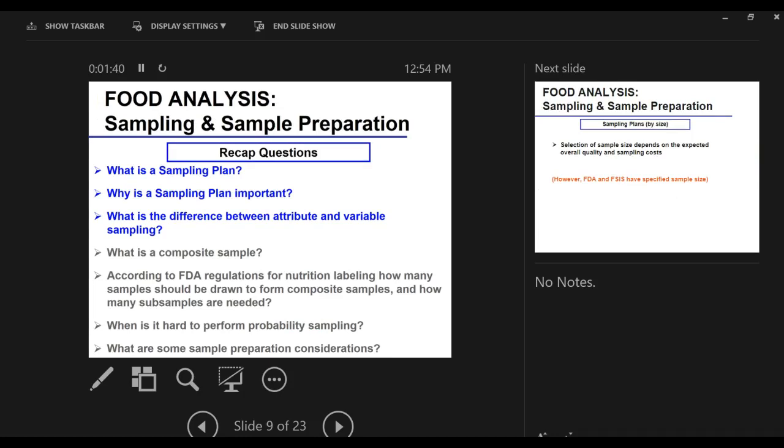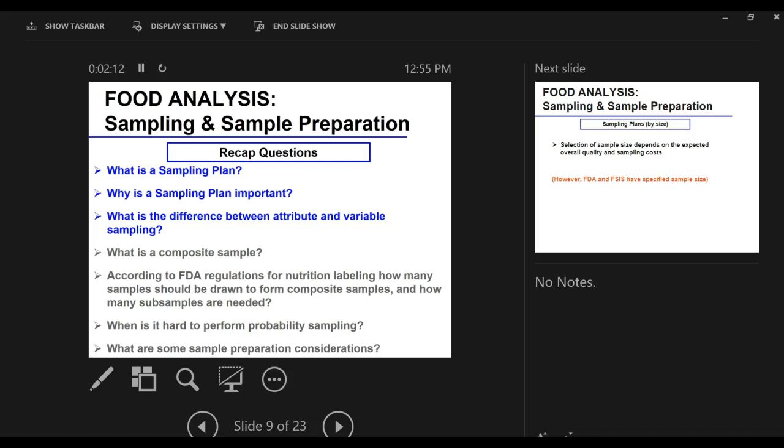Why is sampling plan important? Laura? If you don't have a good sample, you don't have a good plan, then all your data is not going to be accurate. Exactly. So basically, it's the most important integral part of the entire process of food analysis, because if we mess it up from the beginning, we cannot trust any of our data. So we have to do it right, so whatever we analyze, we can trust and make good decisions.